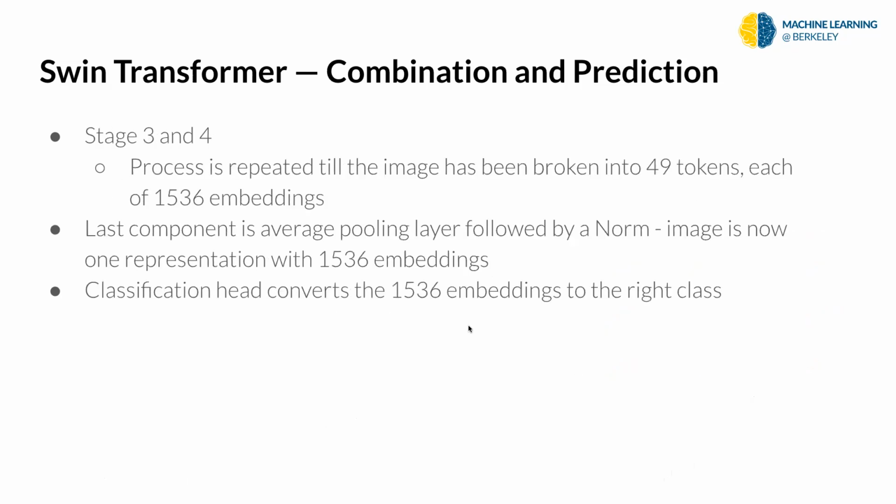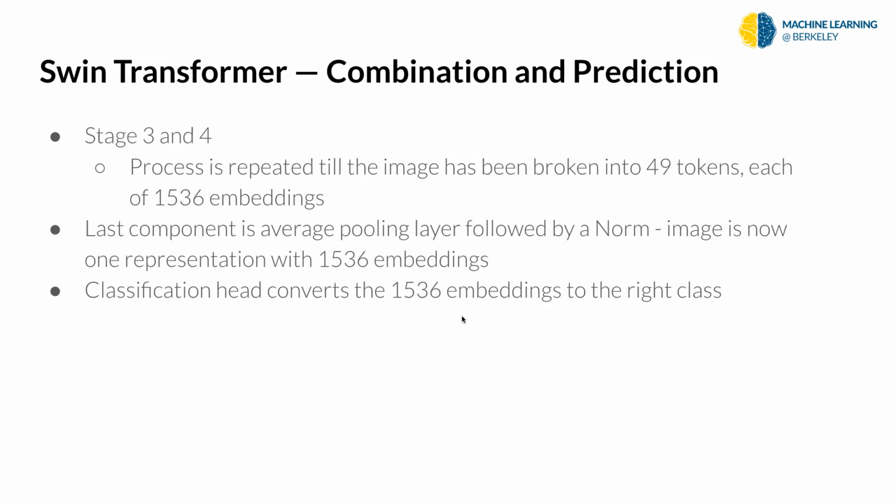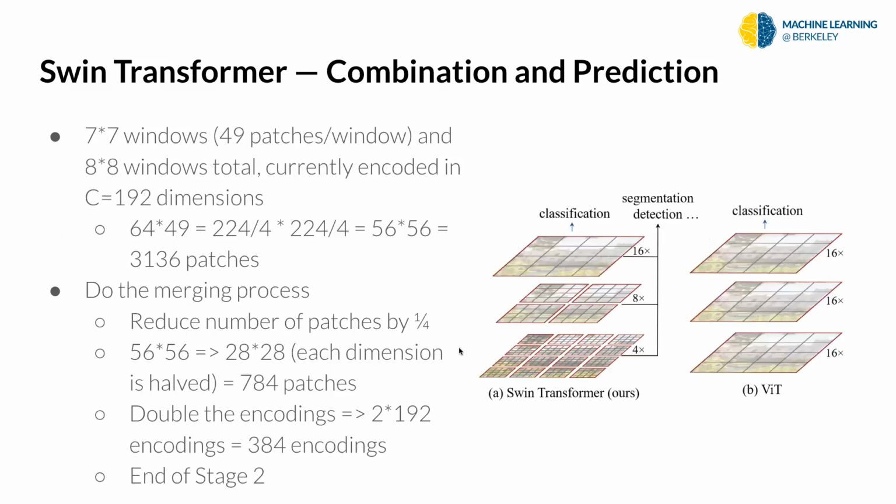Okay. Stages 3 and 4 are when the process is repeated until the image has been broken into 49 total tokens, each of 1536 embeddings. So if you keep doubling, you'll eventually hit 1536 embeddings. And the reason that M is important is because not only does it dictate how many patches are in each window, as well as the total number of windows, but it also determines our stopping condition. We want to stop when the total number of windows is equal to our initial number of patches per window.